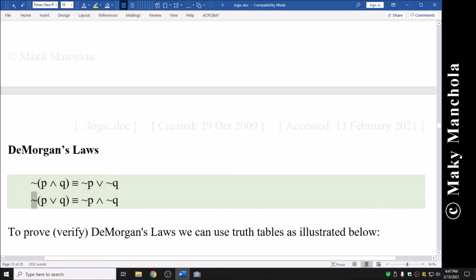Let's establish our second DeMorgan's law. So we're going to build a truth table for this statement on the left side, and then afterwards we construct a truth table for the statement on the right side. So let's begin.